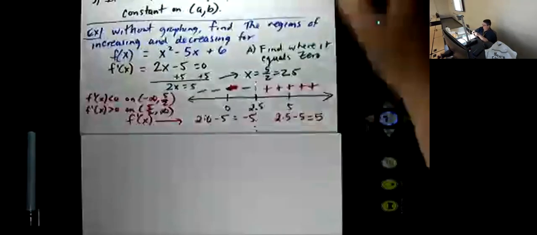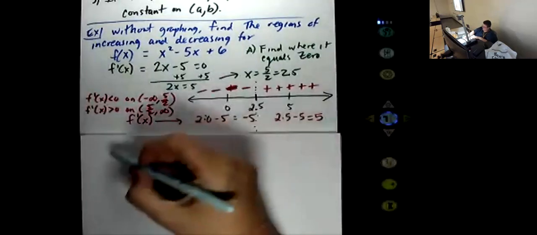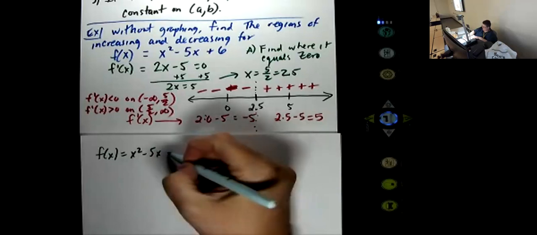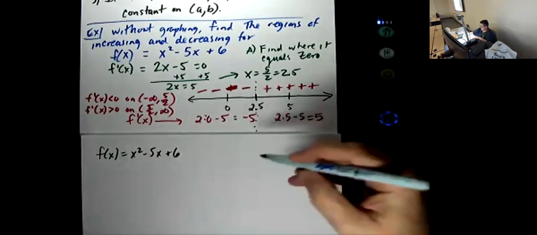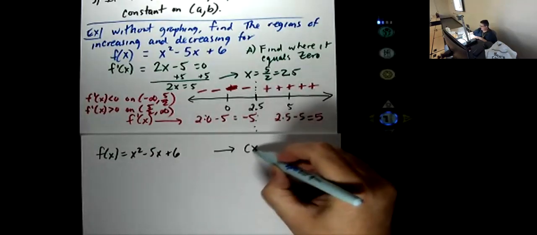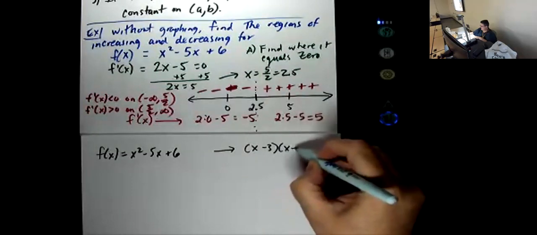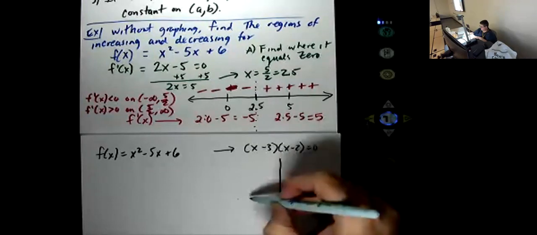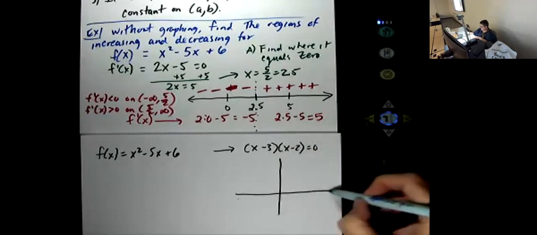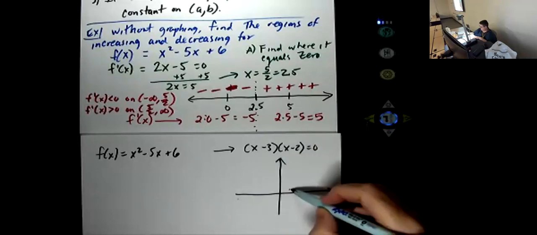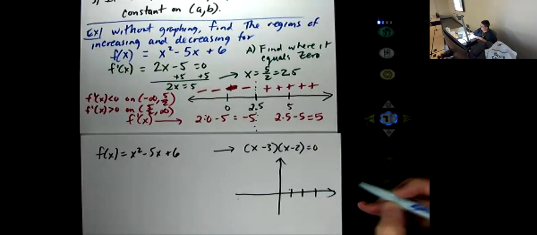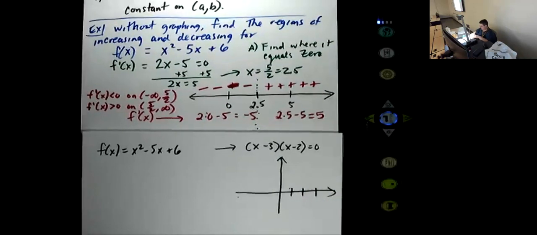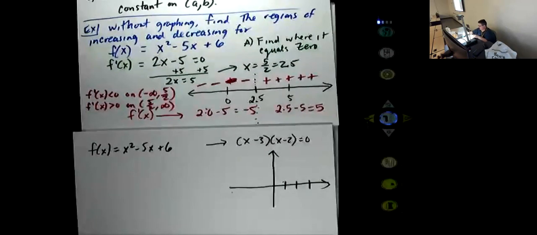We can verify that. f(x) = x squared minus 5x plus 6. There are a couple of ways you could do it. We could factor it. We get (x minus 3)(x minus 2), which shows that it crosses 0 here and here.